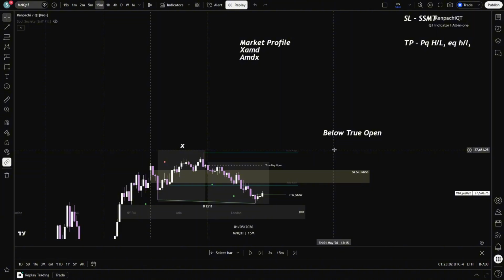If you're below the true open, usually if you trade intraday, right? So you trade every single day, it's going to be the true day open. If you're above the true day open, you are in premium zone. If you're below the true day open, you are in discount zone.